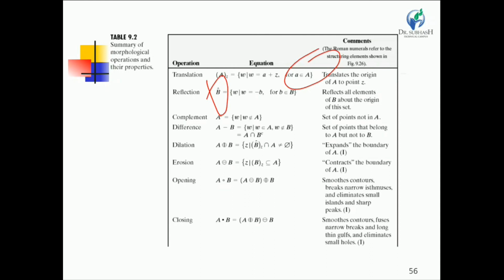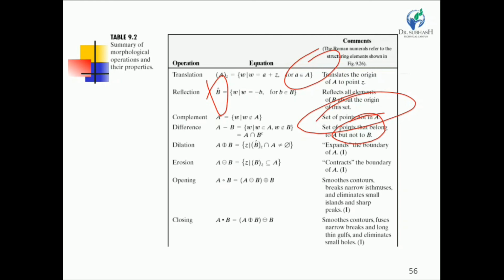The third one is the complement, W does not belong to A. This is the set of points not in A. Now the difference, A difference B, where W belongs to A but W does not belong to B. It is the set of points that belong to A but do not belong to B. Now the fifth operation is dilation, A dilation B, the set of Z where the reflection of B translated by Z intersected with A is not empty.